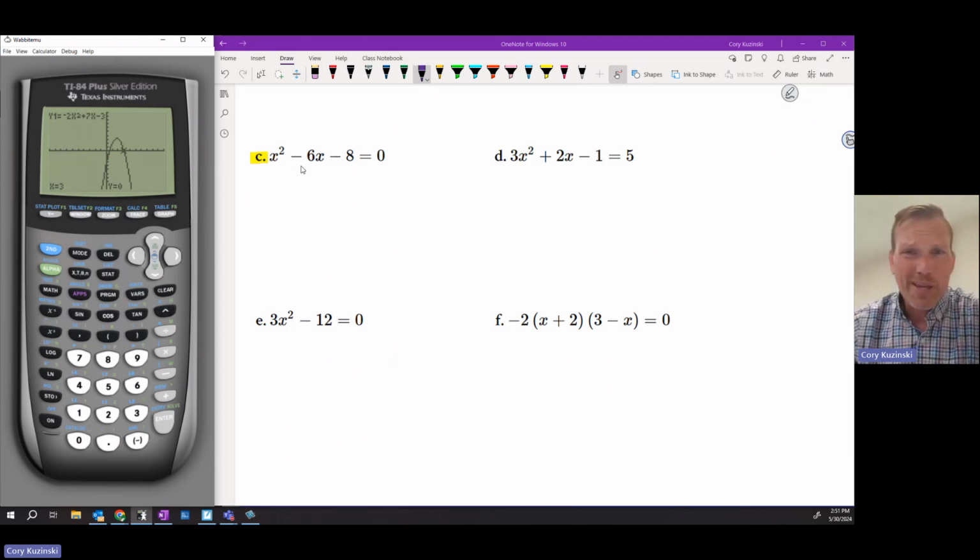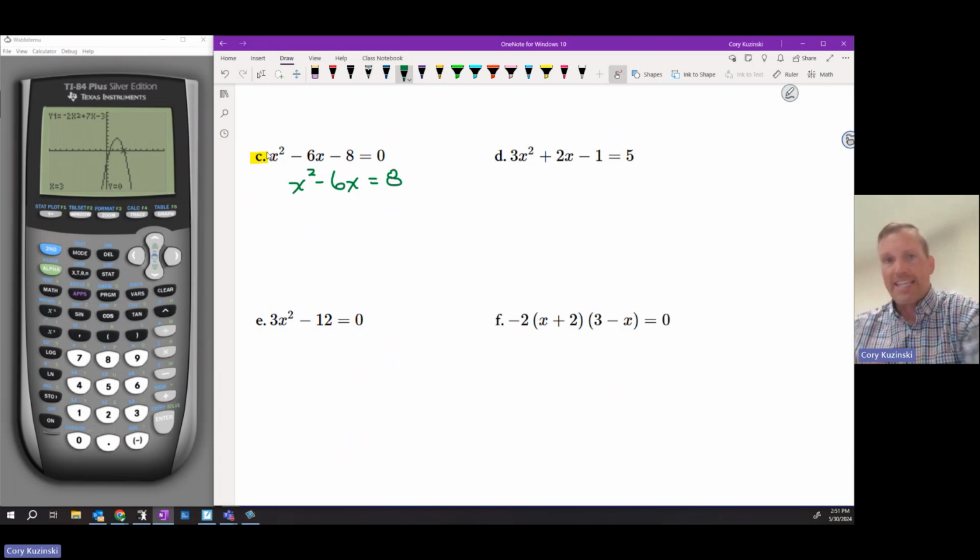This one, can we do it with factoring maybe? I mean, we said completing the square, but are there factors of negative 8 that add up to negative 6? No, there aren't. It can't be done with factoring, so I'm not going to do that. Let's complete the square. Let's do it. x squared minus 6x equals 8.